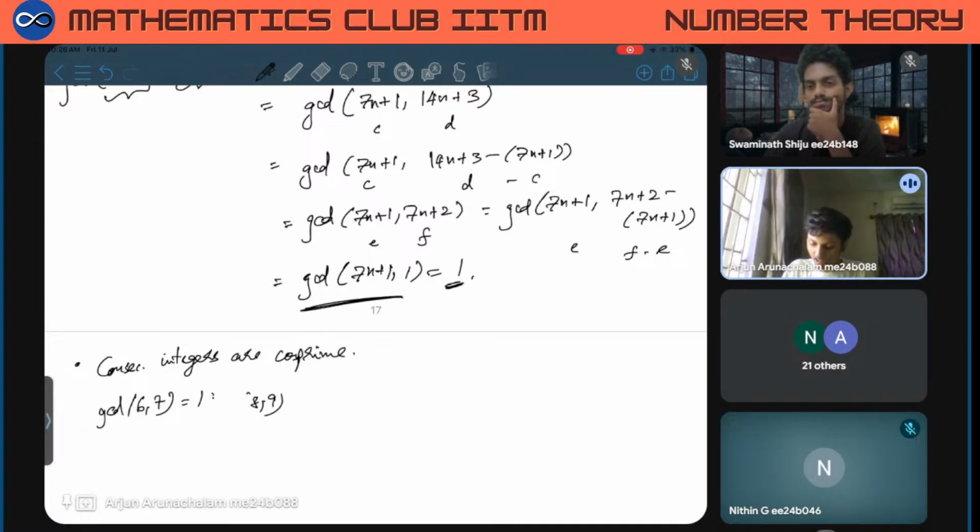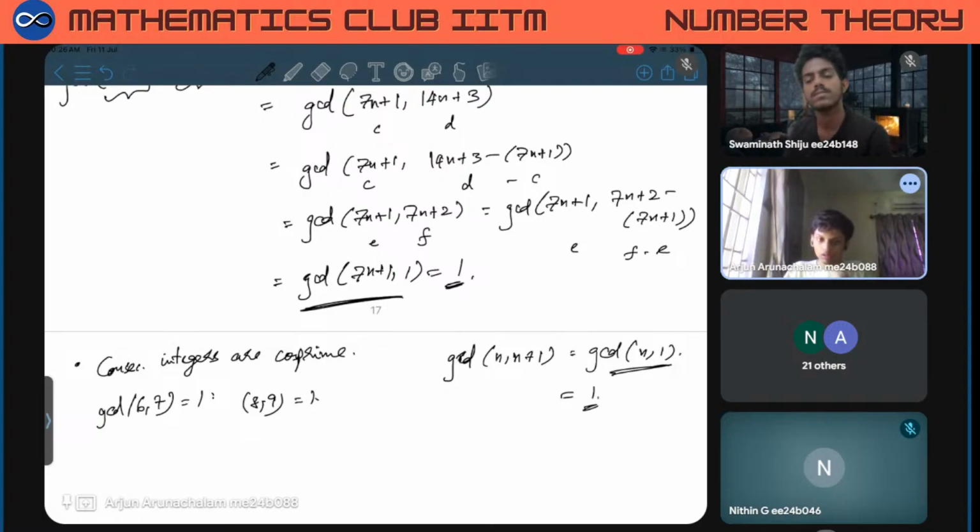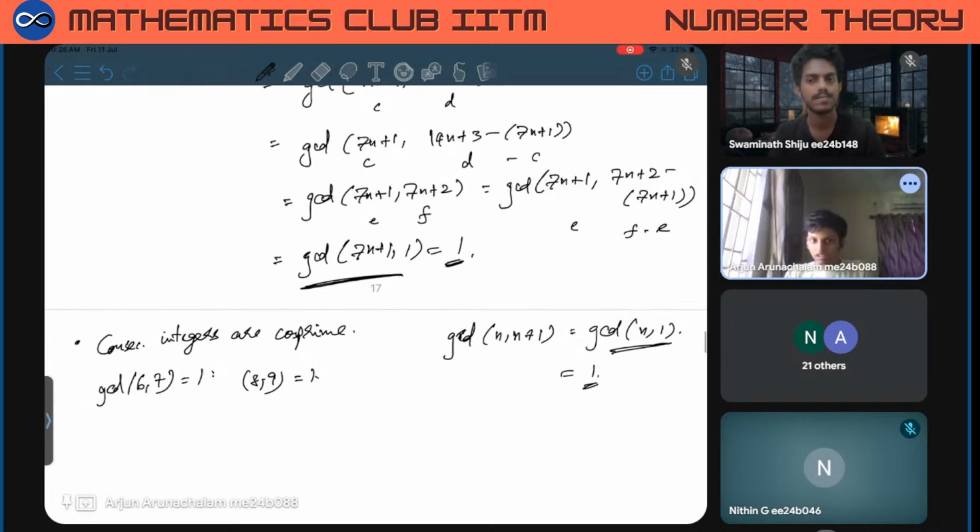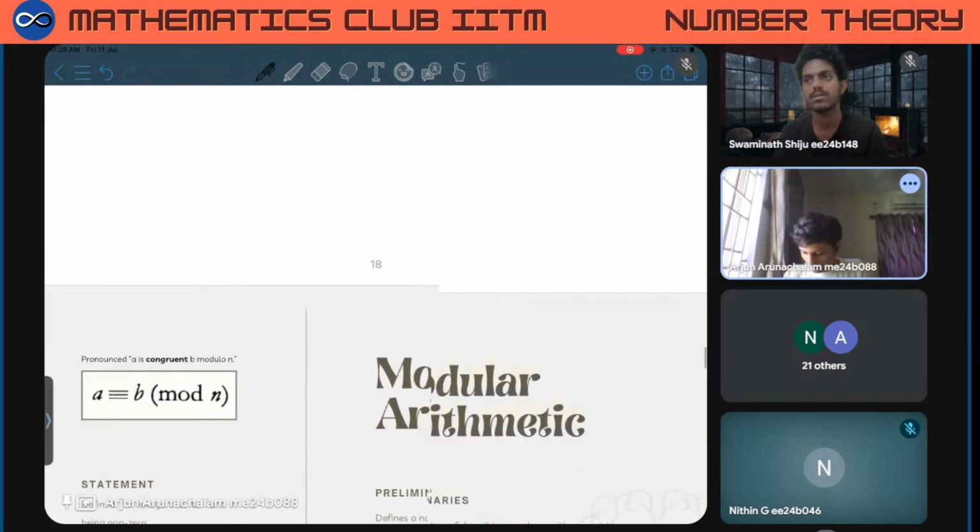8 and 9, their GCD is also 1. So this can be proved by this theorem. Let's say you have GCD of n comma n plus 1. You just do one application of this and it becomes GCD of n comma 1, which will be 1 itself, right? So this is a proof of the fact that consecutive natural numbers are coprime.